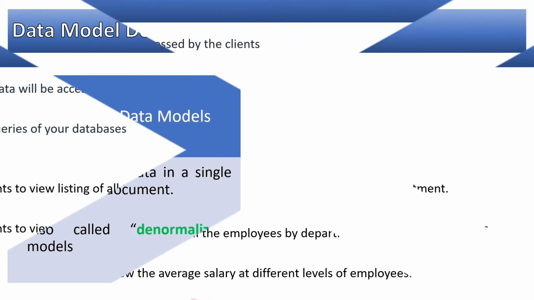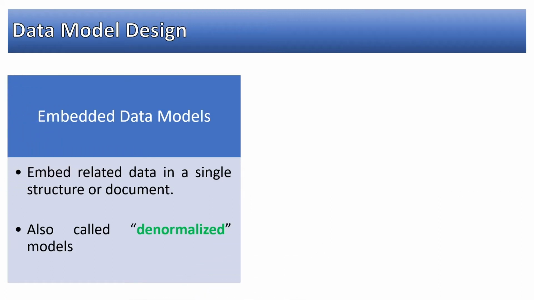in data modeling of MongoDB. What is an embedded data model? Embedded related data in a single structure or document. We want to store our data in a single JSON document, also called denormalized. We are not creating or maintaining multiple collections to maintain relationships amongst different entities. So it is one collection which is having data of all the relations or most of the relations in that particular collection in the form of embedded documents.